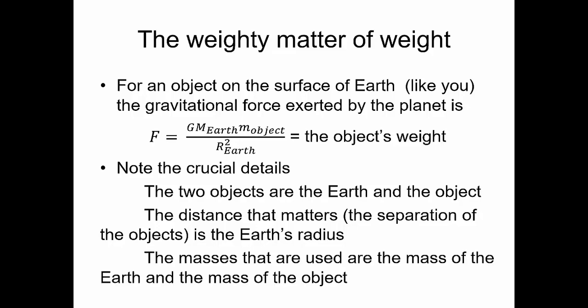The masses that we use here are the mass of the Earth and the mass of the object. Now, the reason that we just use the radius of the Earth is that if you're standing on the surface of the Earth, the distance to the center of the Earth is about 6,370,000 meters. And compared to that, the extra meter that goes from the surface of the Earth to the center of you isn't going to make much difference. And so the radius of the Earth will give us a perfectly reasonable value here.